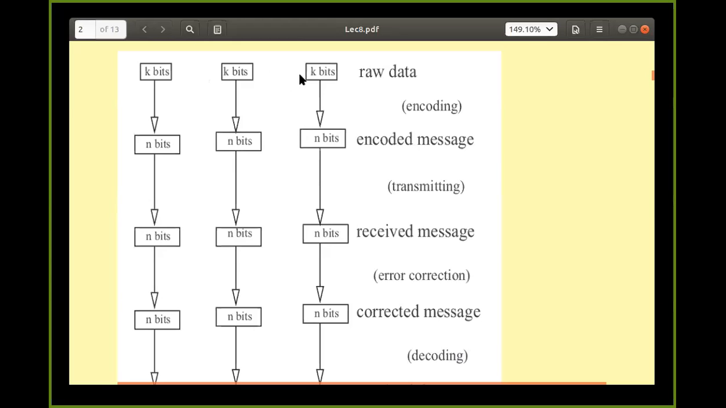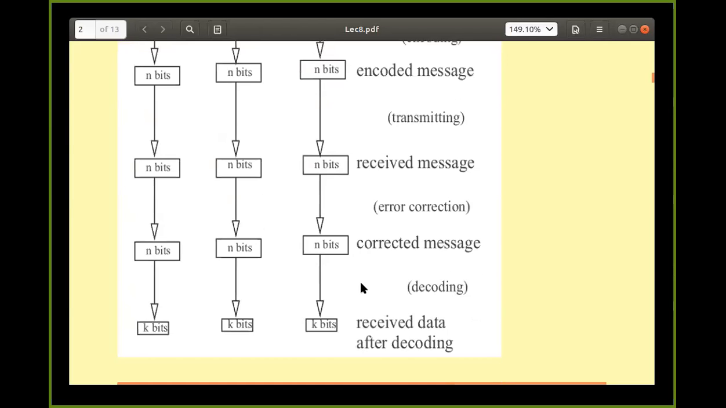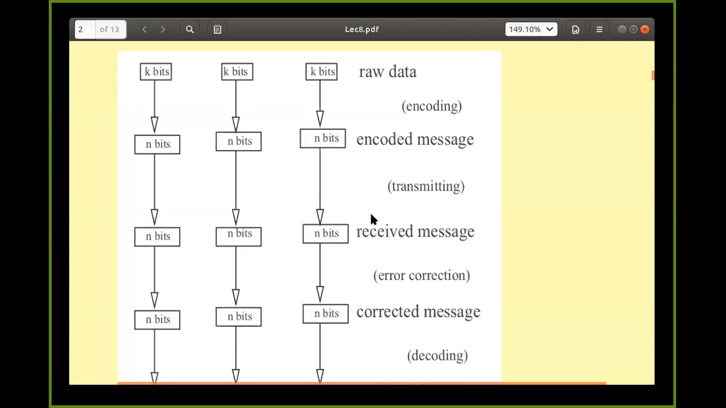We divide it into blocks of size k, and take them in this way. Now we got the received message. Then we do error correction if it is possible, depending upon the capability, the distance of the code. By using that, we try to correct it. Once we have a corrected message, it is still in n bits, and after decoding we get the message. This entire mechanism is expressed in this diagram. Is it okay?